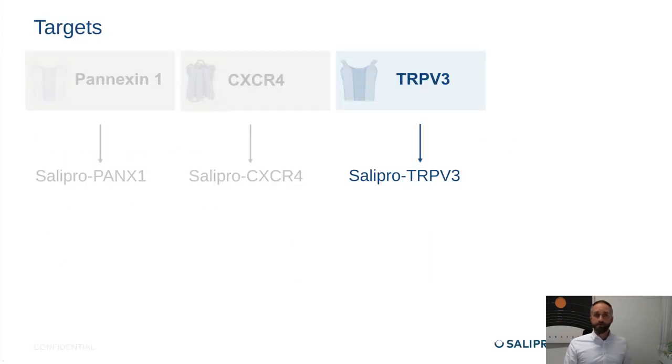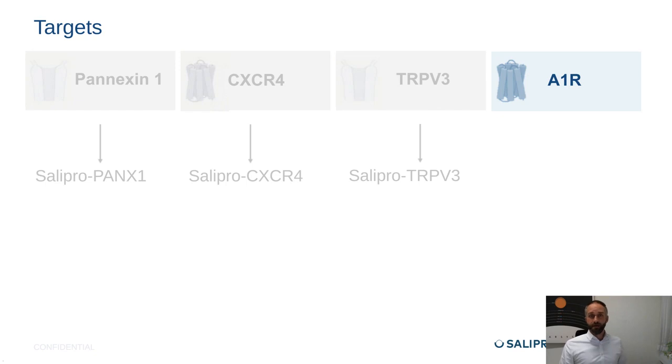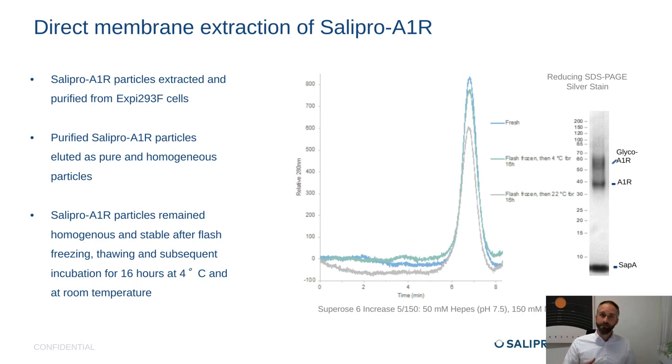Last but not least was then another GPCR, A1R. Here again, similar setup. So we started with the affinity purification, size exclusion, and then continued with the analysis. And here again, flash freezing, followed by thawing and subsequent incubation at 4 degrees and at room temperature. And we have a pretty robust setup of A1R as well.